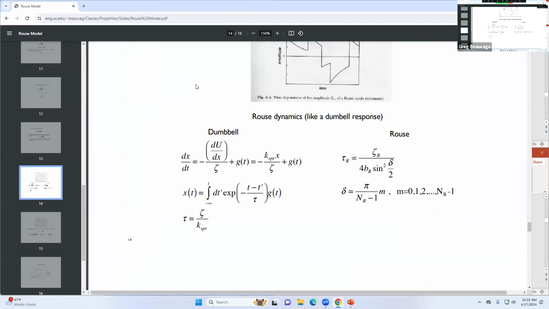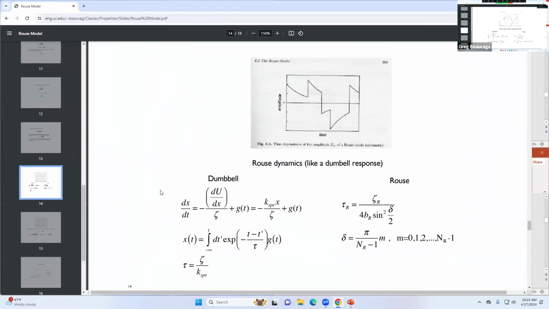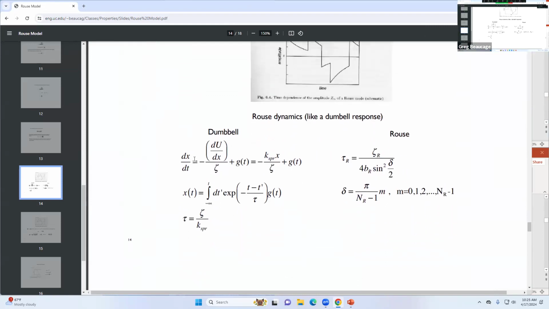All right, in the end the Rouse model becomes just a dumbbell model, and the dumbbell model is pretty easy. The friction factor times the velocity is a force. Then the change in energy with respect to position is also a force, like a spring force. If you take a spring and stretch it, the force is the spring constant times how much you stretch it, for a linear spring. So you replace dU/dx by k_spring x, and the friction factor you've taken out of that.